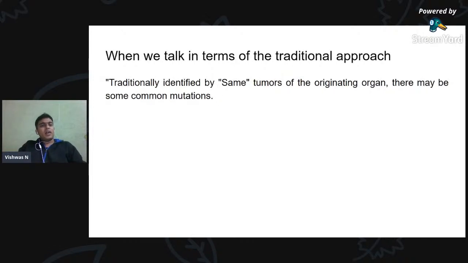So now when we talk in terms of the traditional approach, it has influenced us the same. Tumors are the originating organ. Now, it's just an organ which is there. There can be no separation when you do it. But there is something called a SPECT scan and a PET scan, which has some radioisotopes which are induced. So now these work on the behavior of the cell.